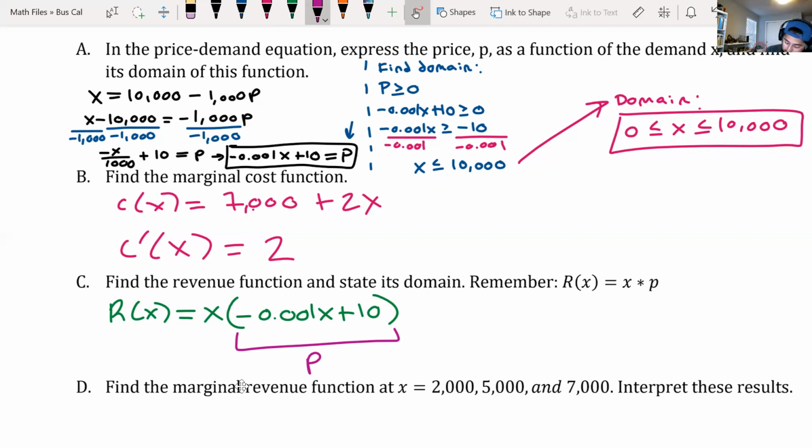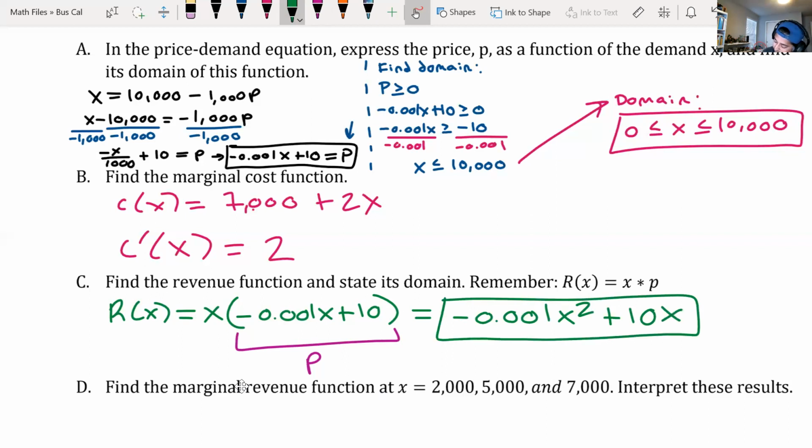Okay, but it's not even going to ask us to find that, huh? Oh, well, it will. Look at the next one. Oh, there it is. All we're doing is finding the revenue function. So let's go ahead and just clean this up by distributing X. And you'll get negative 0.001x squared plus 10x. This is your revenue function.